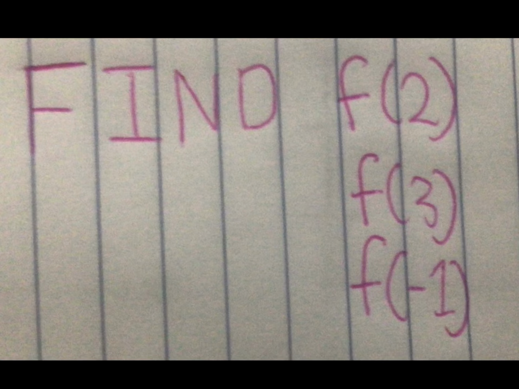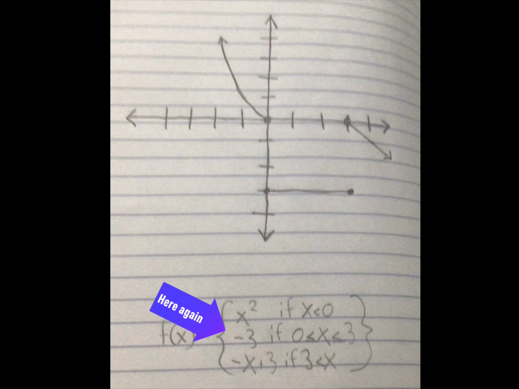On to the next problem. Find f of 3. Again, we go back and check. In this case, 3 is less than or equal to 3 and greater than or equal to 0. So we graph this the same as we graphed f of 2, so the answer is negative 3.